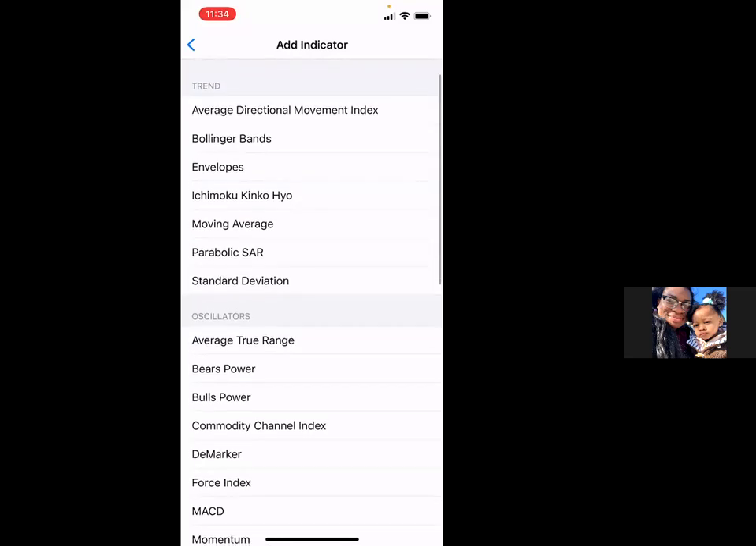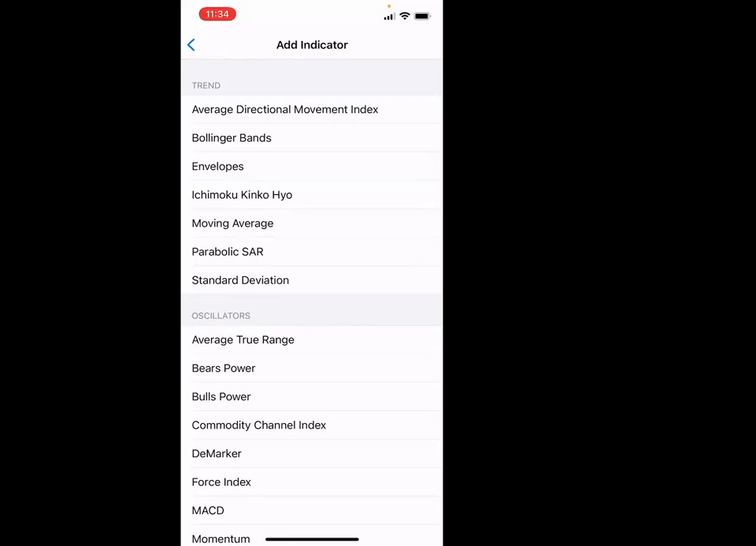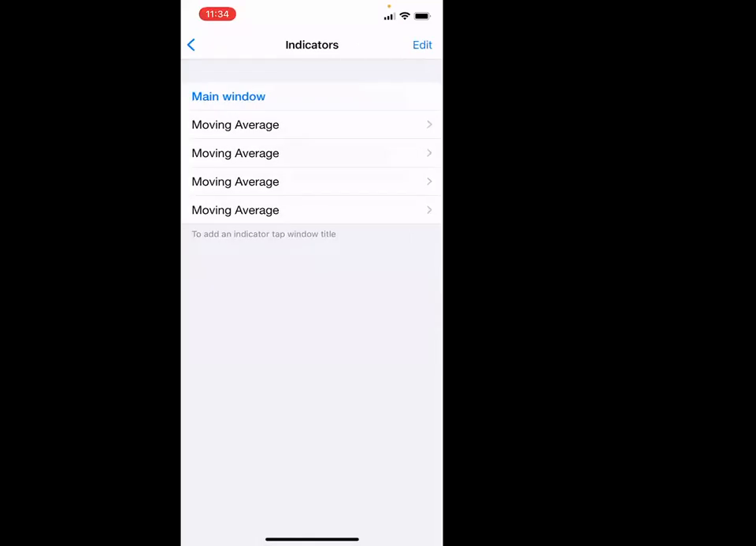Wait, how do you get it to do more than one? Go back, go to moving average and press moving average again. I did that, but it's only showing mine. Hit save. Oh, maybe because I need to change the value. No, first go to main window.